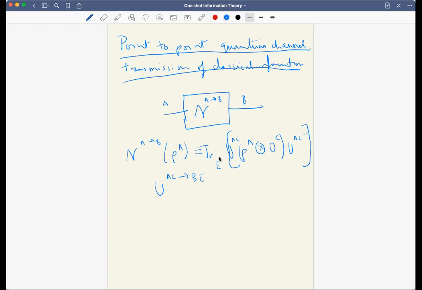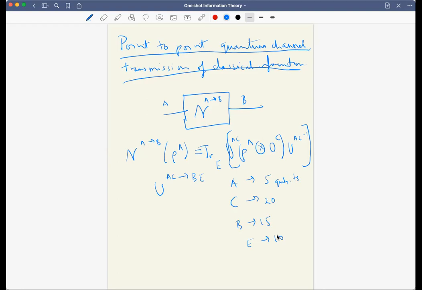Is this clear, Hari? So the quantum operation, the entire transmission rho A, is described by this three-step process. So C is, let's say, 20 qubits, B is 15, and E is 10.